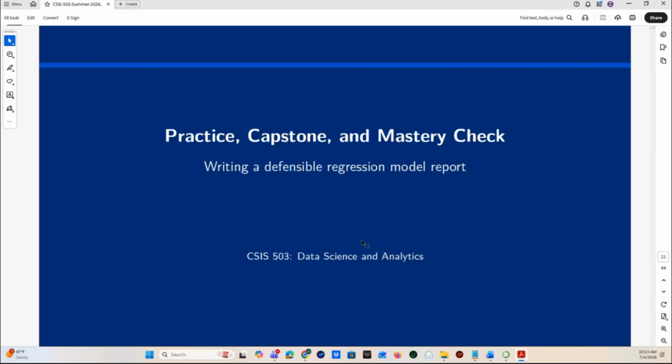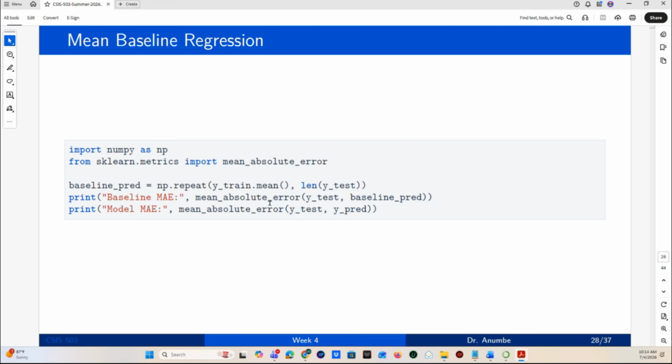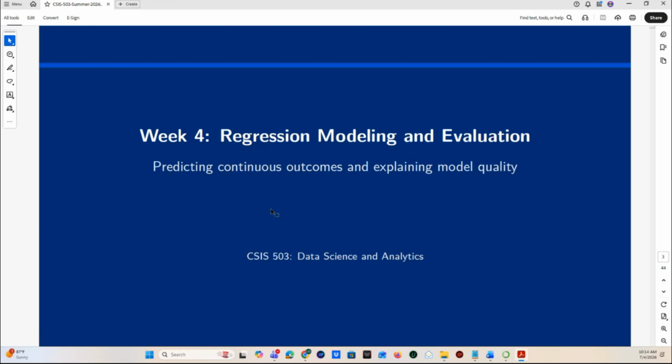So this will be practice writing a defensible regression model report. These are some of the things you would have to do to get to that point.